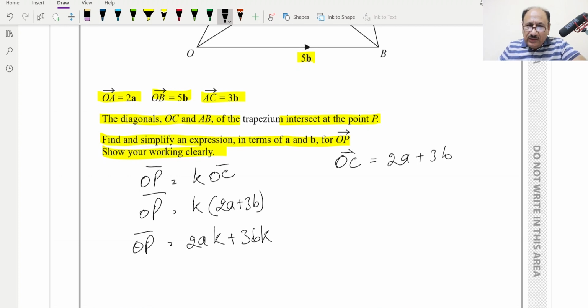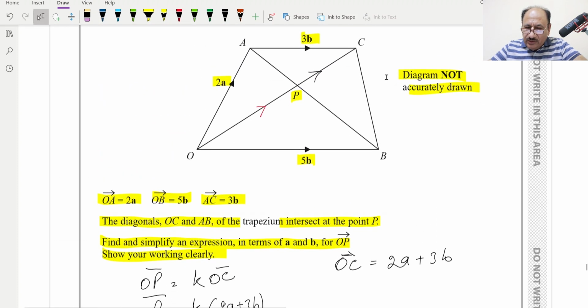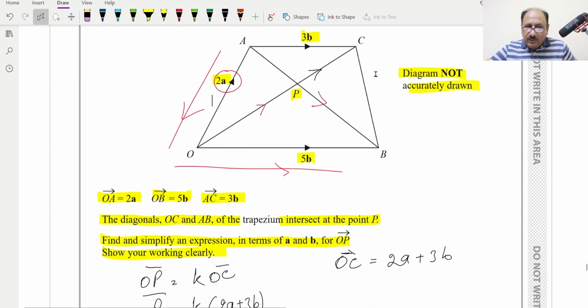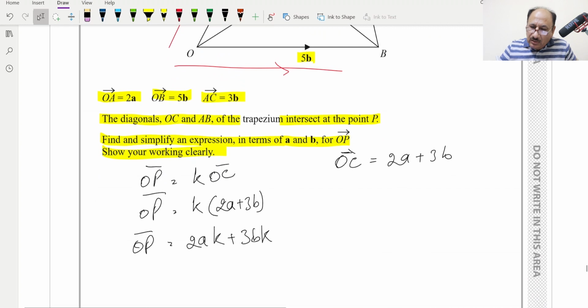Now AB vector also we can find. AB is equal to what? AB will be in this direction, so we'll have to take this route, this one and this one. So this will be negative of 2A, so minus 2A plus 5B. So we can write over here AB vector is equal to minus 2A plus 5B.